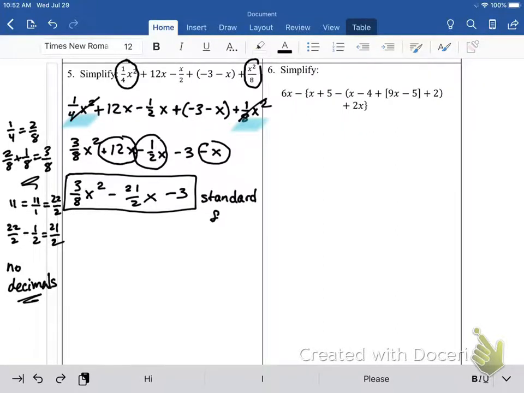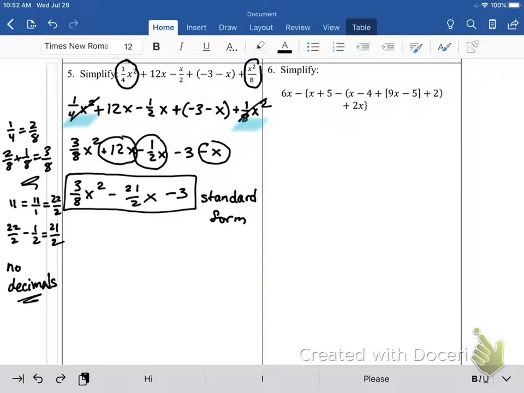Okay, notice I only added like terms. That means the same variables that have the same exponents. So the x squareds are a group, the x's are a group, and the constant, the plain numbers, are also a group, and those things don't mix. Okay, so let's go on to number 6.